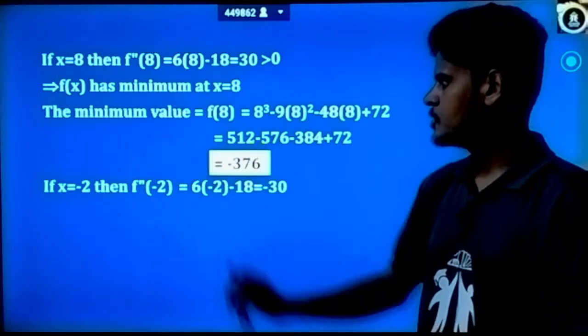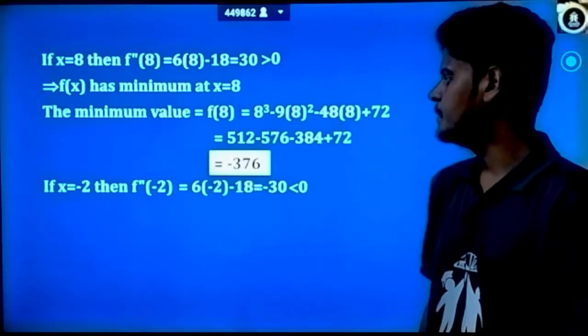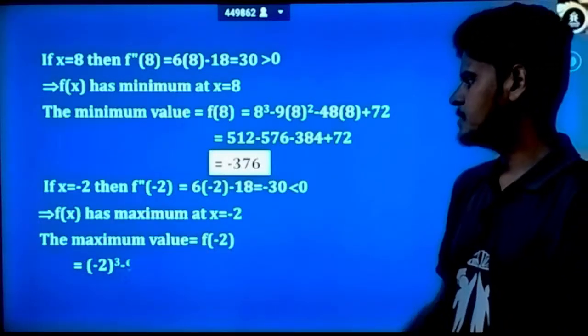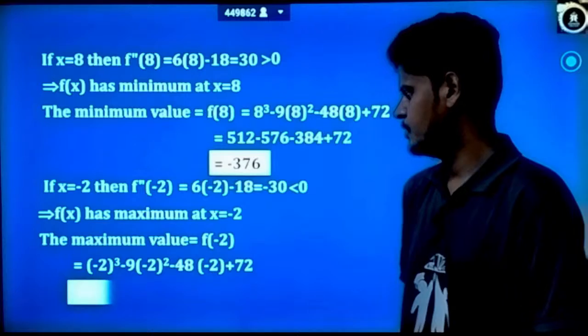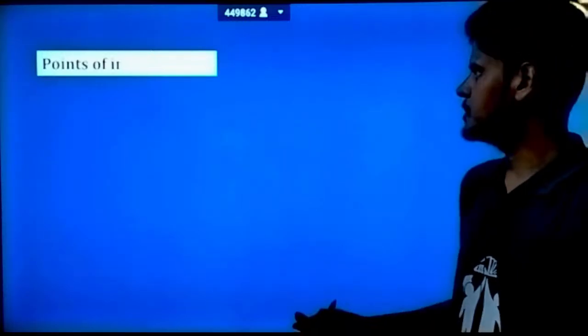Similarly, at minus 2, f double dash is negative, that means this is the point of maximum, and the maximum value is f of minus 2. That comes out to be 124. Clear now, students? Easy questions.